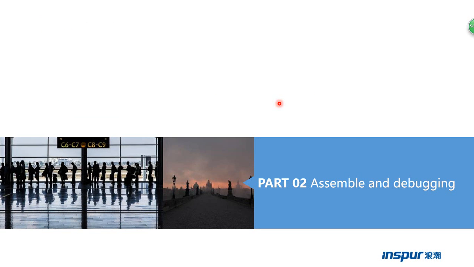So in part 1, I have introduced the features of the server, the front panel, the rear panel, the data link and the motherboard. After part 1, you need to master this information. So let's start to train part 2, assembly and debugging.